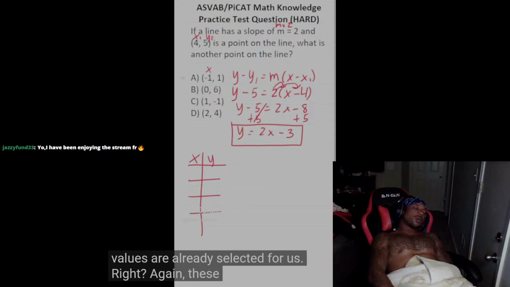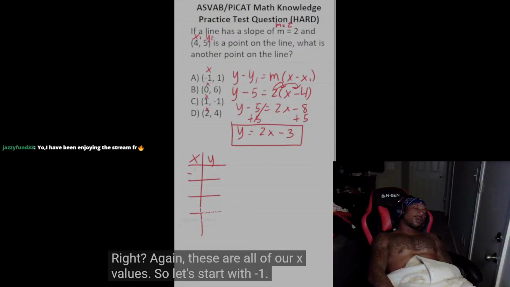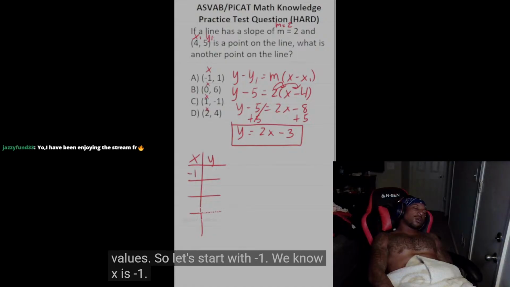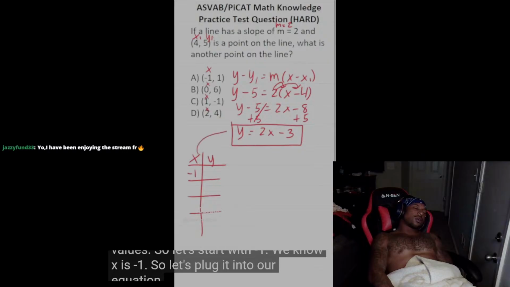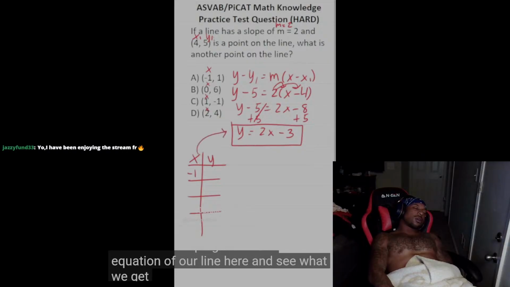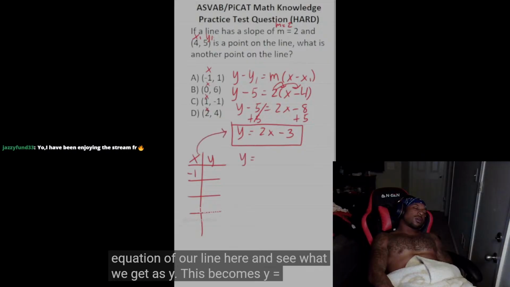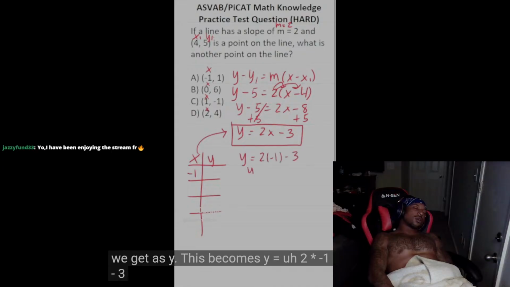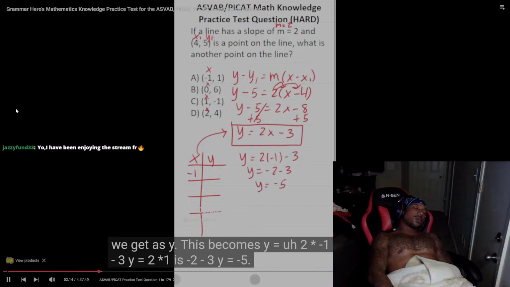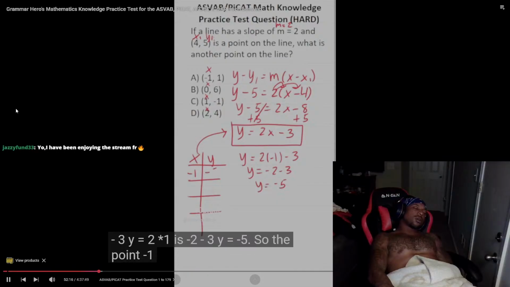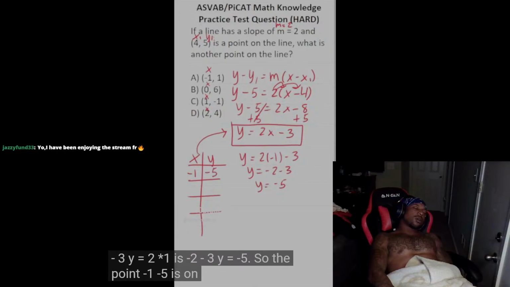Again, these are all of our X values. So let's start with negative 1. We know X is negative 1. So let's plug it into our equation of our line here and see what we get as Y. This becomes Y equals 2 times negative 1 minus 3. Y equals 2 times negative 1 is negative 2 minus 3. Y equals negative 5. So the point negative 1, negative 5 is on our line.